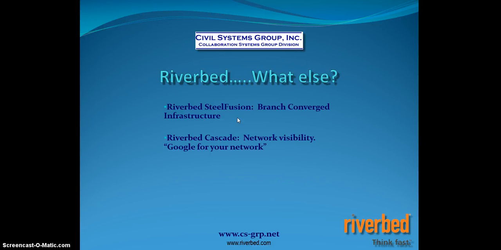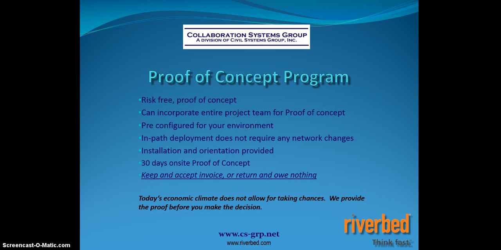SteelFusion has two modules to it. The two modules constantly communicate, making sure that any changes that are done at the remote office are stored on the corporate server. So if that WAN link goes down, that data is still local for them. When the WAN link comes back up, the two modules resync together, and any changes that have occurred are pulled across that connection.